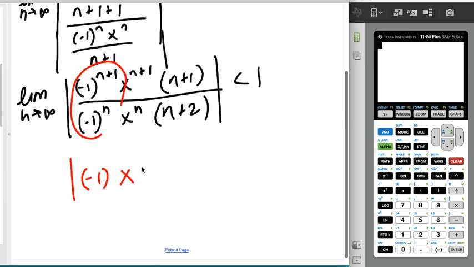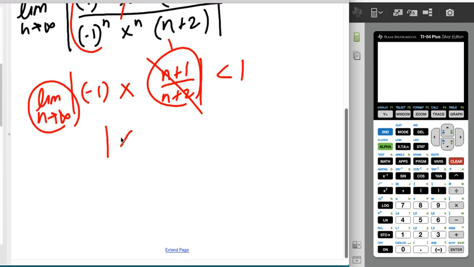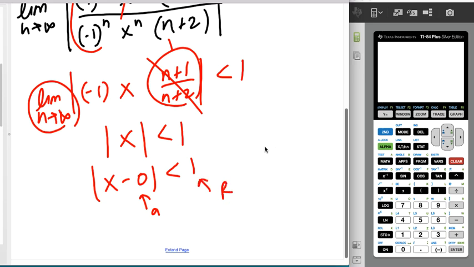And then this is honestly the only part that I care about the limit for anymore, because nobody else has an n anymore, right? The only thing that still has an n is the n plus 1 over the n plus 2. So this limit only really pertains to this, and that's definitely a 1 because the n's have the same power. So I end up getting the absolute value of x is less than 1, meaning x minus 0 is less than 1. My center is at 0. My radius is 1.